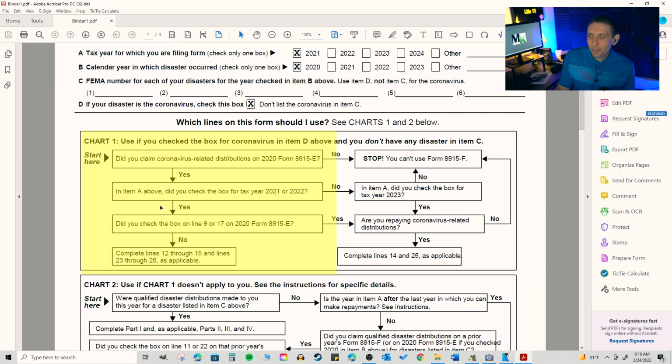And next it says, did you check the box on line 9 or 17 on 2020 form 8915-E? And if you check no, then it says complete lines 12 through 15 or lines 23 through 26 as applicable. So what that really means, and this is the only kind of tricky part, is you just need to remember what kind of account you took that distribution from. Was it a pension? Was it a 401k? Was it an IRA? That's something you need to start with first. And if you don't remember, look back at how you filed your form 8915-E back in 2020 to remind you of what account that money came out of.